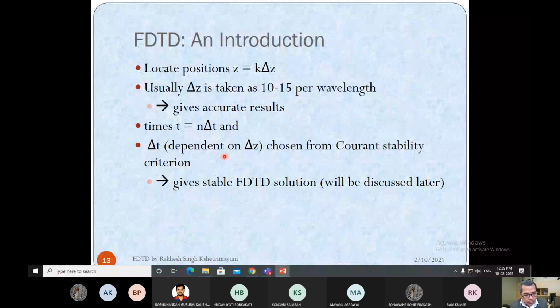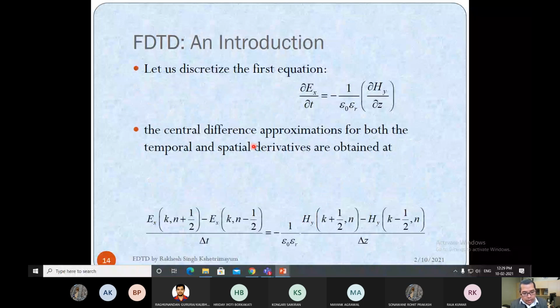They are not independent, by using a criterion called the Courant stability criteria. If you follow that Courant stability criteria, your FDTD program will be stable. Otherwise, it will be unstable. I will show you programs in which we violate the Courant stability criteria, and then your FDTD results will diverge. It won't become stable. Okay, so let us try to discretize this equation here.